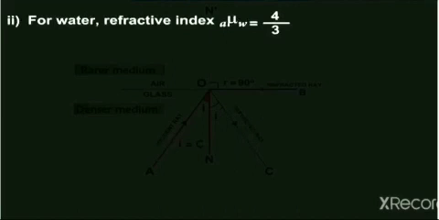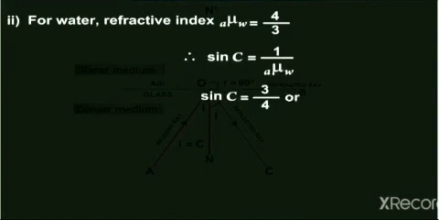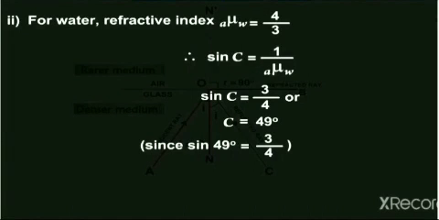Second, for water, refractive index of water with respect to air is equal to 4 upon 3. Sine C is equal to 1 upon refractive index of water with respect to air, which equals 3 upon 4, or C is equal to 49 degrees, since sine 49 degrees is equal to 3 upon 4. Hope it's all clear till now.